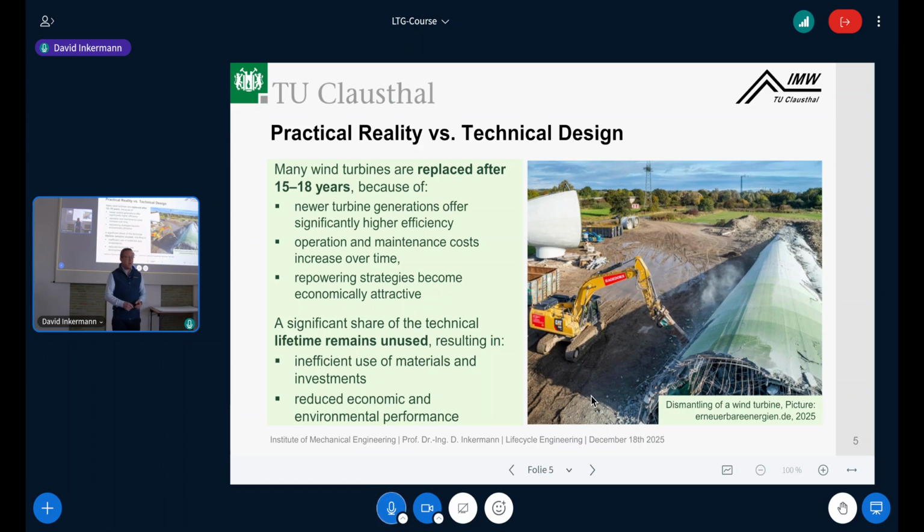So all those wind turbines you could use 10 or 7 years longer, but this is not done, and thus there's an inefficient use of materials, but also of investments, and also with regard to the economic and environmental performance, there's, let's say, a need to increase it. And that is exactly pointing out questions that have to be addressed within life cycle engineering. Yeah?